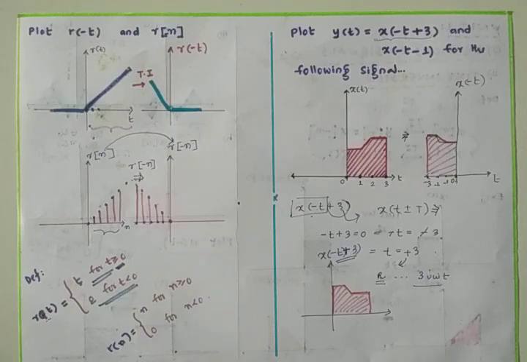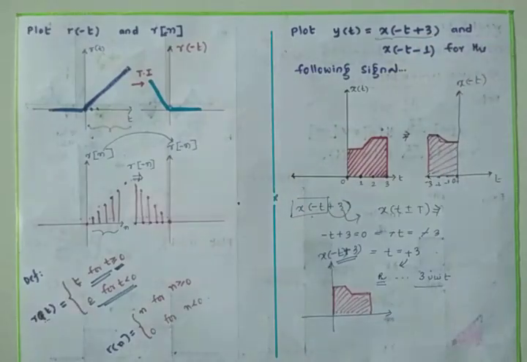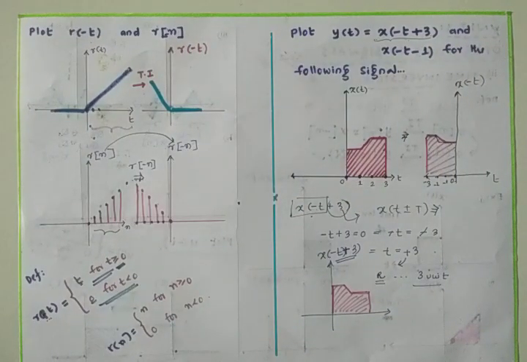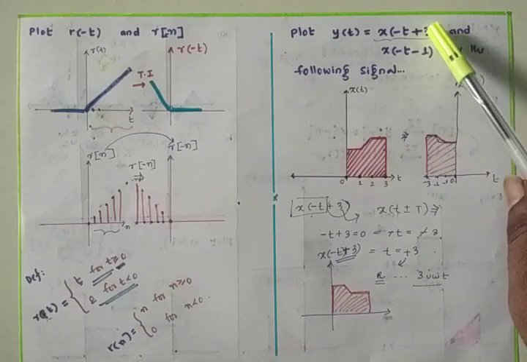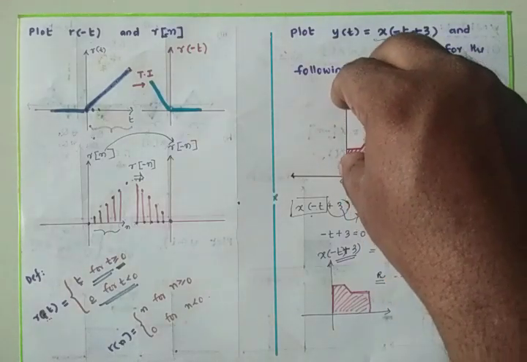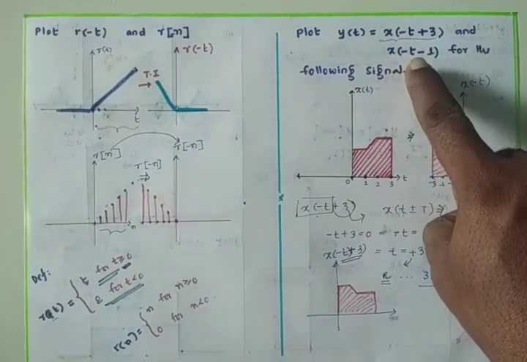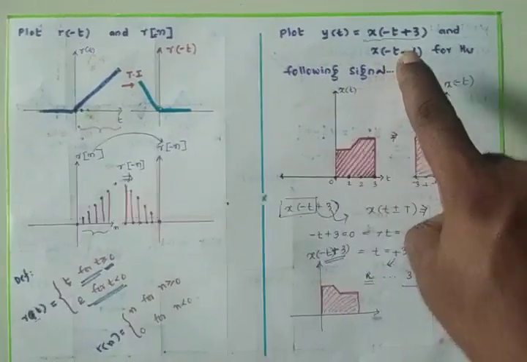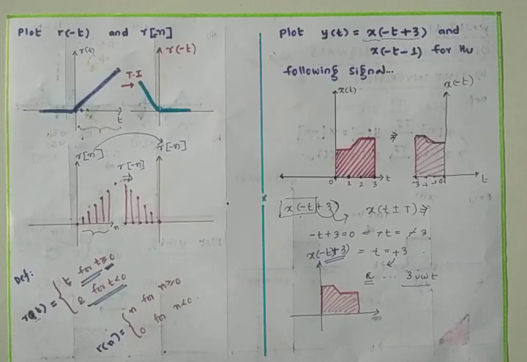So to draw this x of minus t plus 3, first you have to apply the time reversal operation, and after applying the time reversal operation, we have to apply the time shifting operation also. Coming to the second example, x of minus t plus 1. This is the x of t. First we have to apply the inversion operation to get the x of minus t. After that we have to apply the time shifting operation.